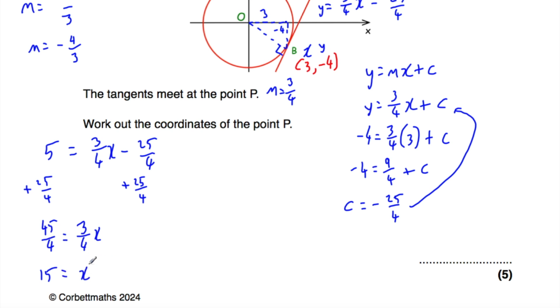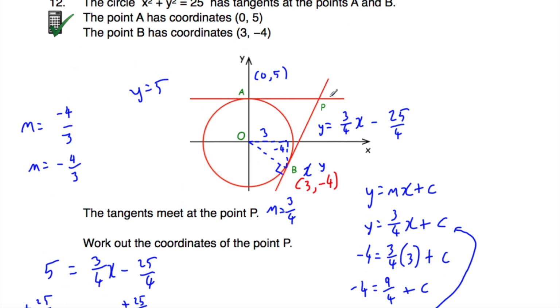So that's fantastic. We've now found the x coordinate of where those two lines meet each other. We know this point P has got an x coordinate of 15, and we found that because we know that it's got y equals and y equals. If we put them equal to each other and solve that, we can then find out the x coordinate of that point P. So we've done that. Now we want to find out what the y coordinate is.